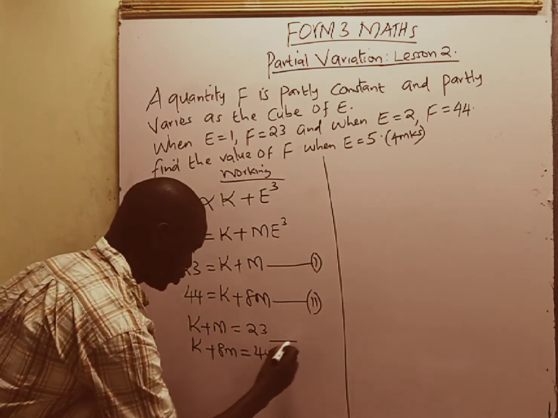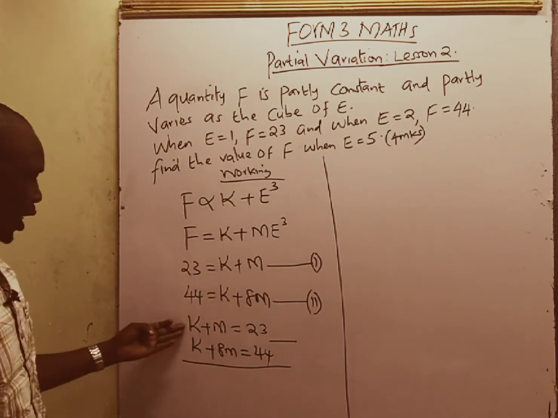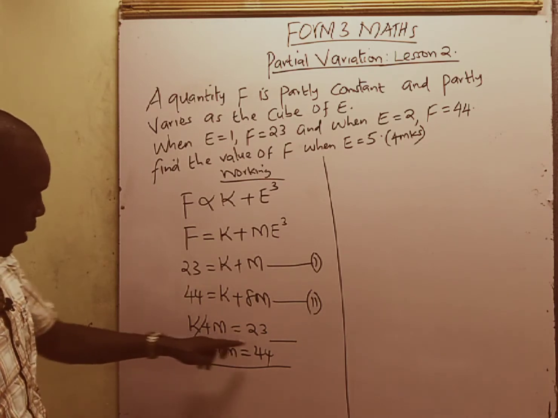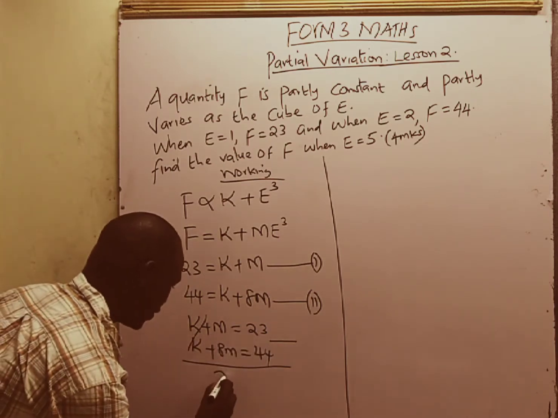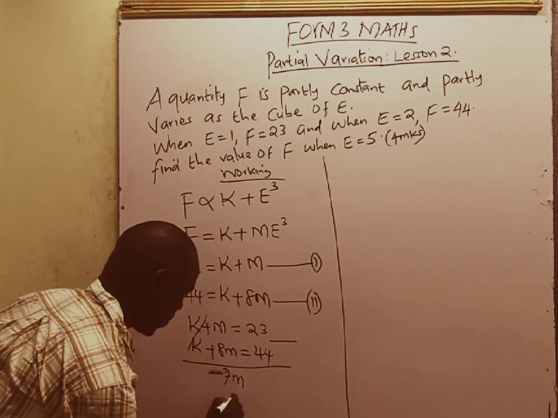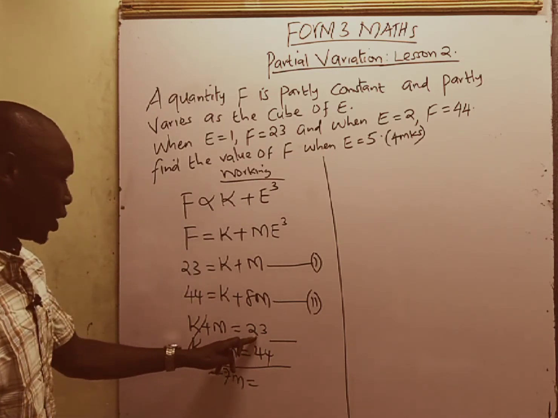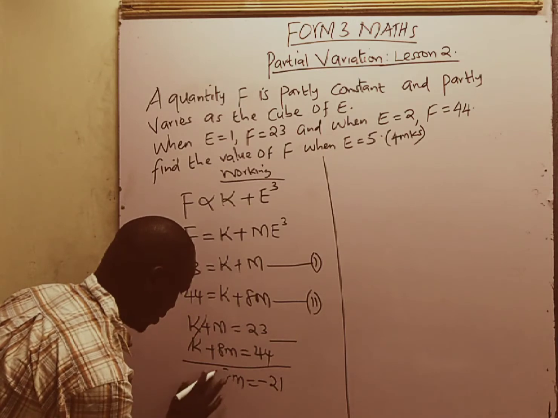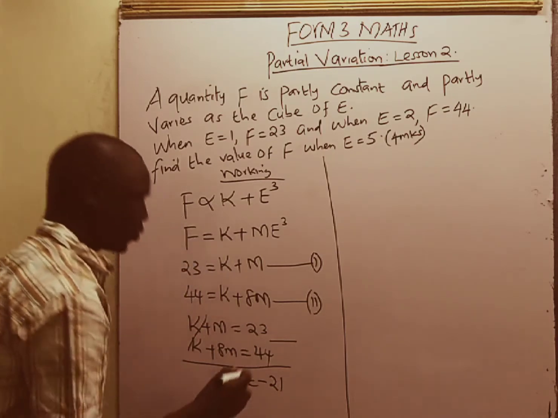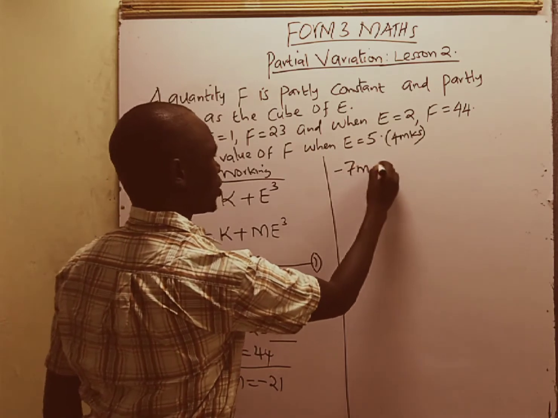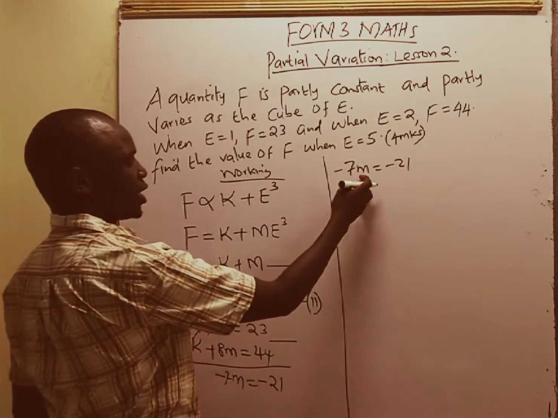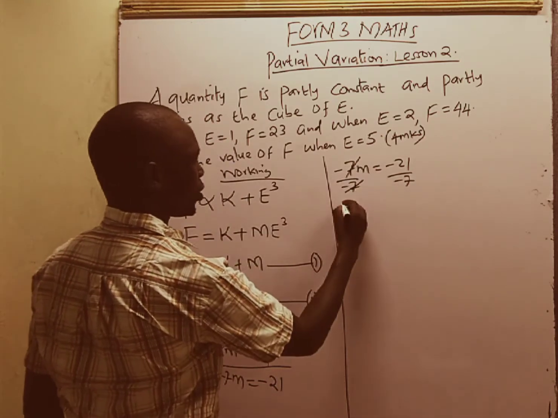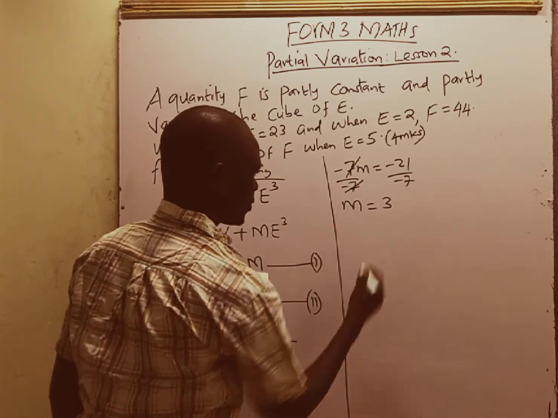So we are going to subtract the two equations directly, and when subtracting, k minus k will automatically give us 0. So we are going to remain with m minus 8m. This one will give us minus 7m, which is equivalent to 23 minus 44, which gives us negative 21. And from here, we know minus 7m is equal to minus 21. If you want to get the value of m, we are going to divide by negative 7 by negative 7. This one and this one goes, and our m is going to be positive 3.